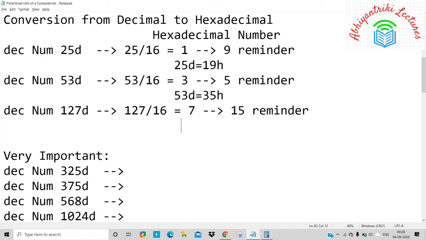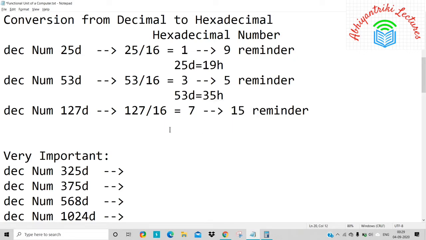127D is equal to, what is the answer? The answer is 7, so first write 7. Then, don't write 15, that is wrong. 15 converted to hexadecimal is F. So the hexadecimal equivalent of 15D is F. So the answer is 127D is equal to 7FH.